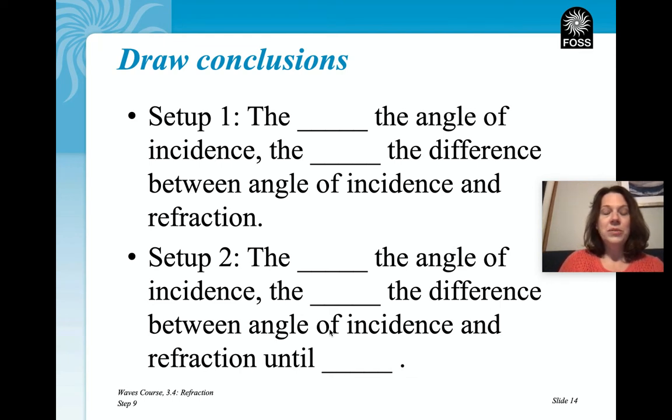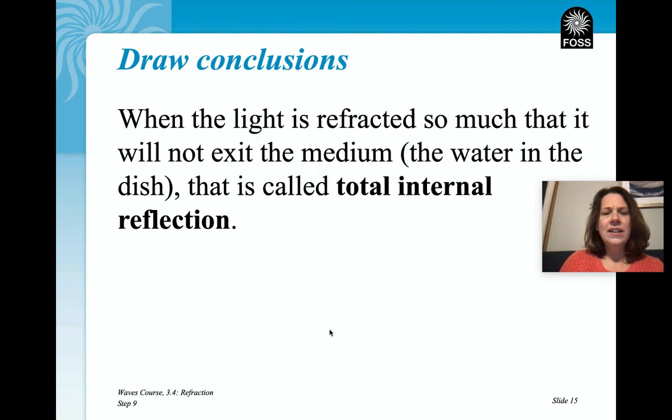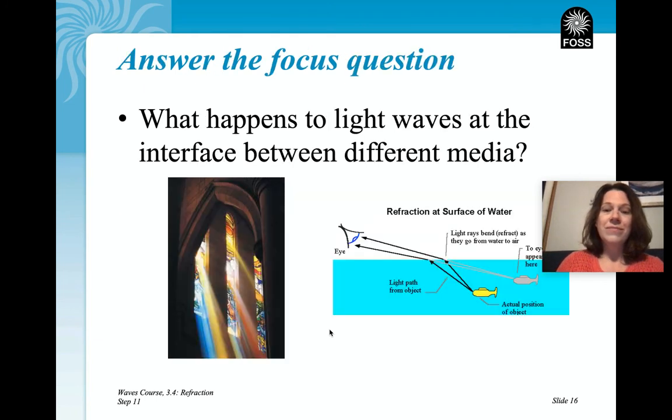In setup 2, same thing, but in the very last blank, we have a term called total internal reflection. When the light is refracted so much, or enters the interface at such an angle, it can't escape anymore. You'll notice in the experiment that that angle was around 50 degrees. The light no longer escaped. That's called total internal reflection, an important concept for the next unit.